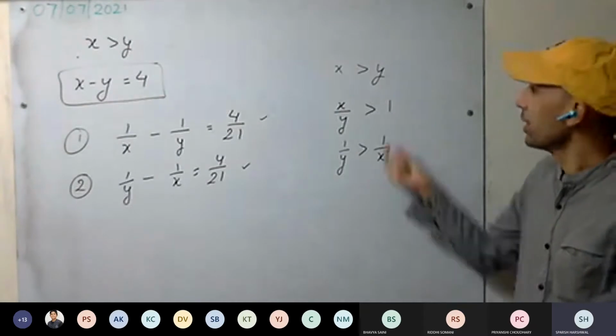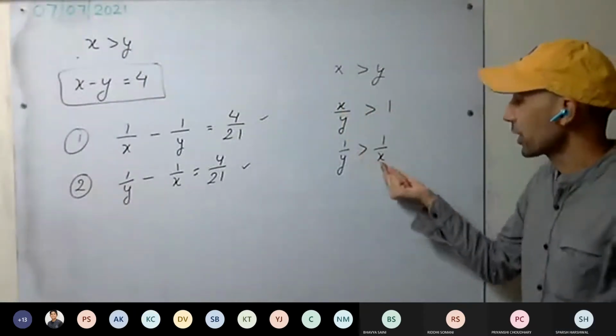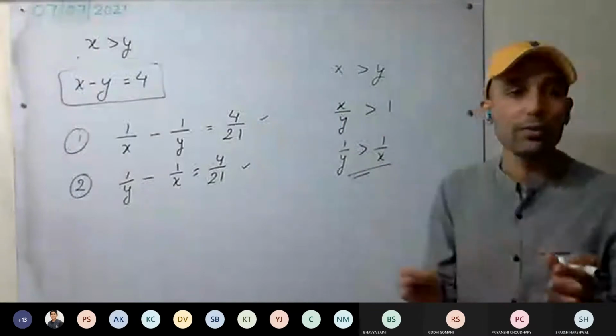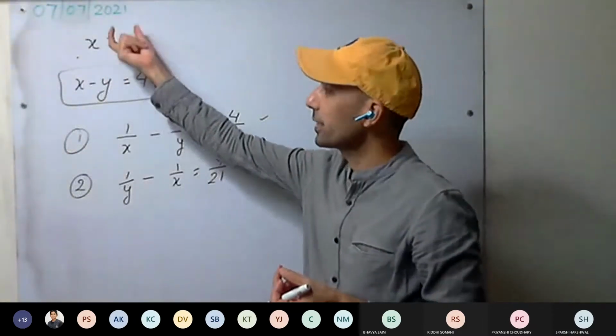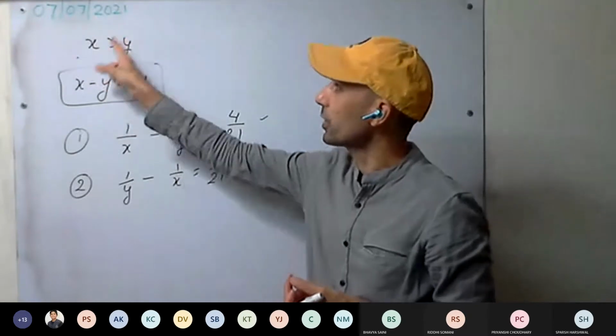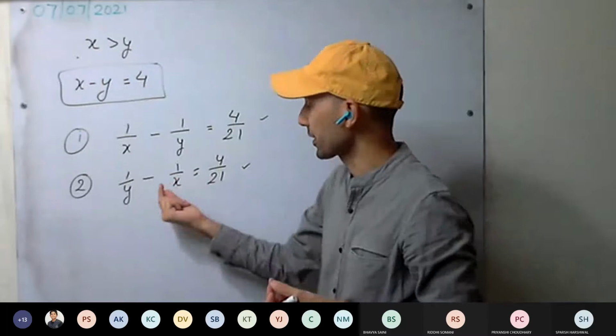Yes, sir. Y, take on that side will be in denominator greater than 1. You can get it from here. Or moreover, we always know if x is greater than y, then the reciprocal will have the reverse sign. Reciprocal will be reverse. That is 1 by y will be greater than 1 by x.